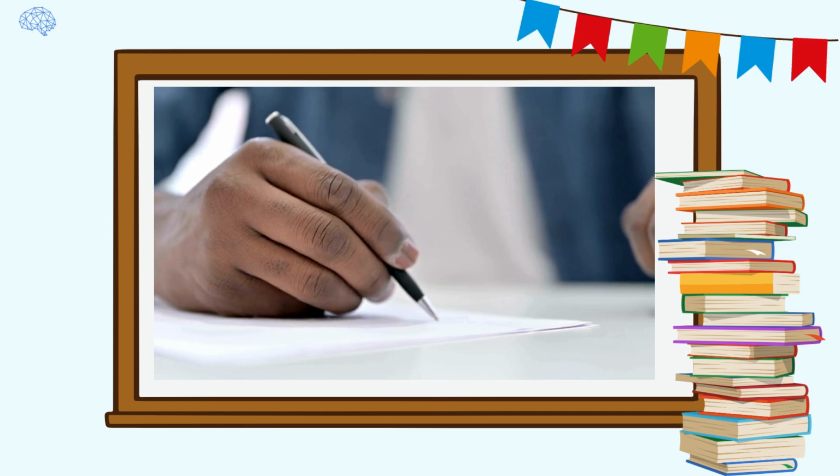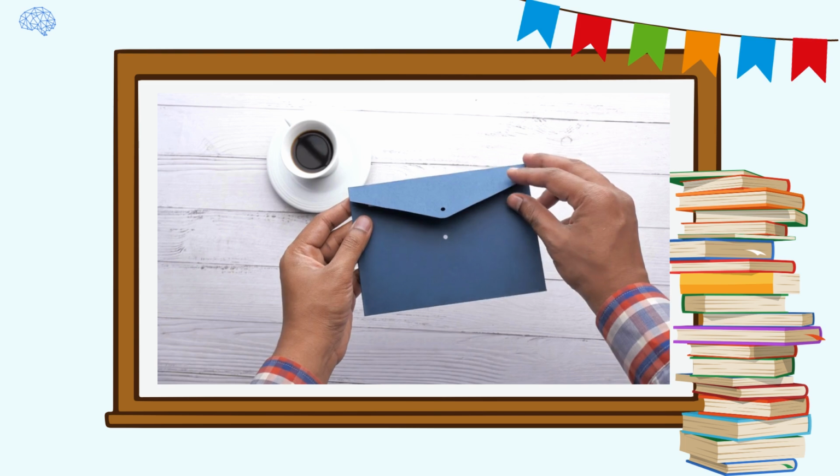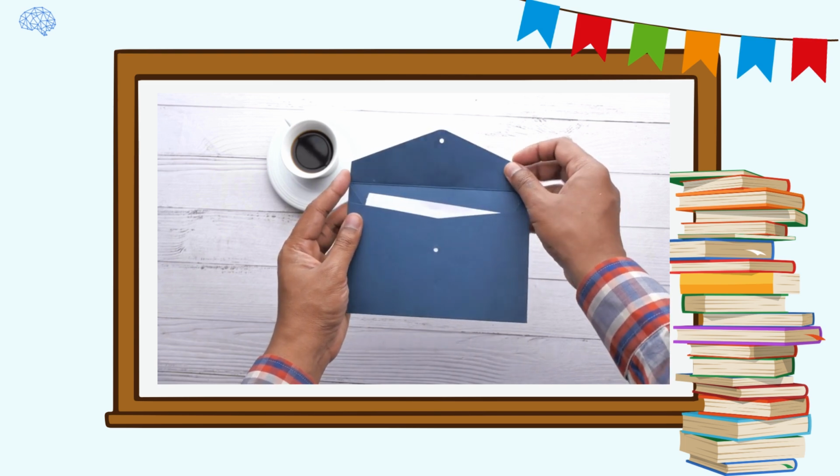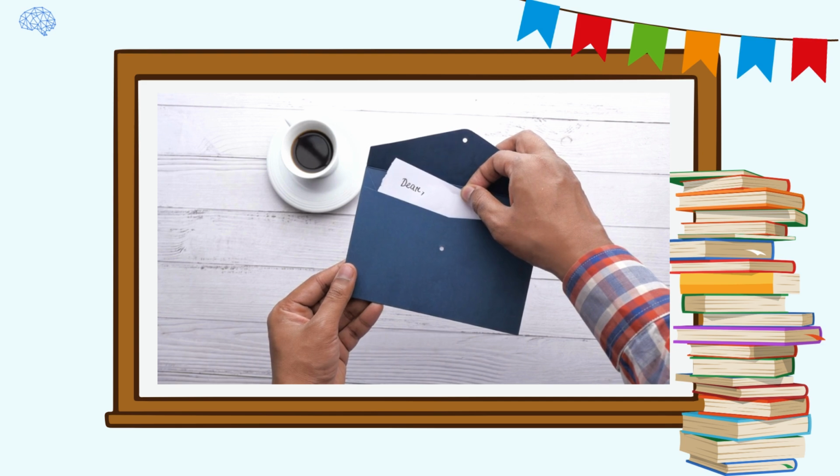In our last episode, we spoke about what a letter was and the components that a letter has. Today, we're going to talk about the different types of letters we have. So, we have two types of letters. We have an informal letter and a formal letter.